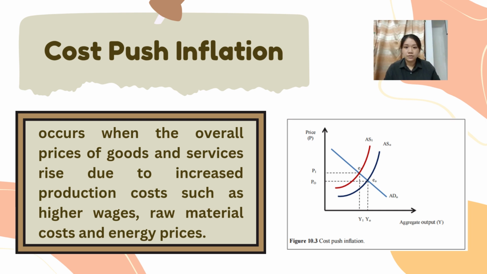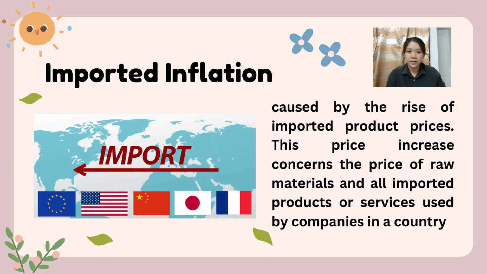Second is the cost push inflation. Cost push inflation occurs when the overall prices of goods and services rise due to increased production costs, such as higher wages, raw material costs, and energy prices. This inflation can lead to reduced economic growth as higher production costs and prices can dampen consumer spending and business investment.